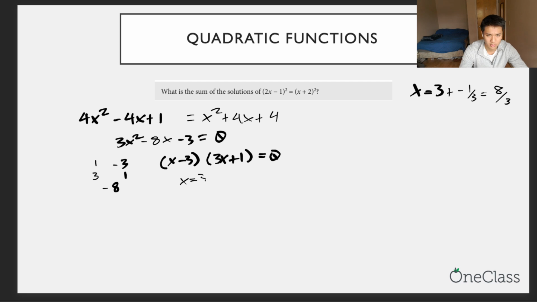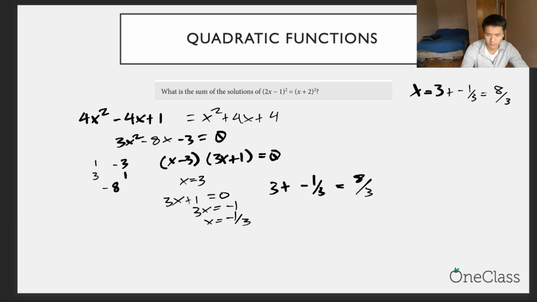x equals 3, and then 3x plus 1 equals 0. We can solve that. 3x equals negative 1, x equals negative 1/3. So we can see we got the same roots, 3 and negative 1/3, added together. 3 plus negative 1/3 is equal to 8/3. We got the same answer at the end of the day.